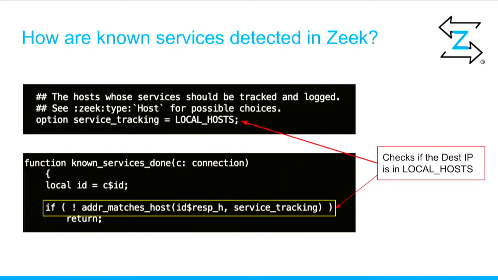So if you see that there is a condition where Zeek is matching the destination IP of your connection to the local host that you have defined. If you have configured Zeek in production, you would know that there is a networks.cfg file that Zeek relies on to collect your local site addresses.